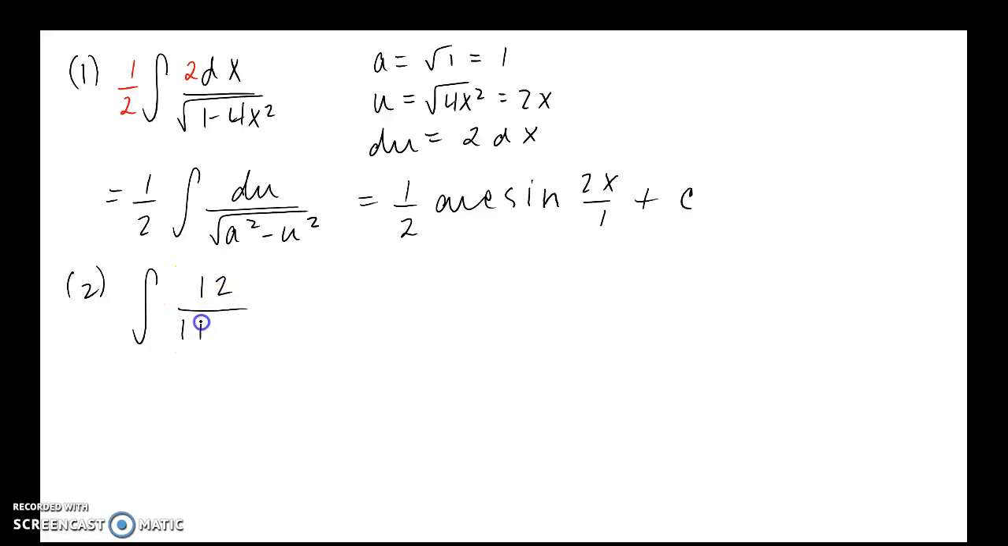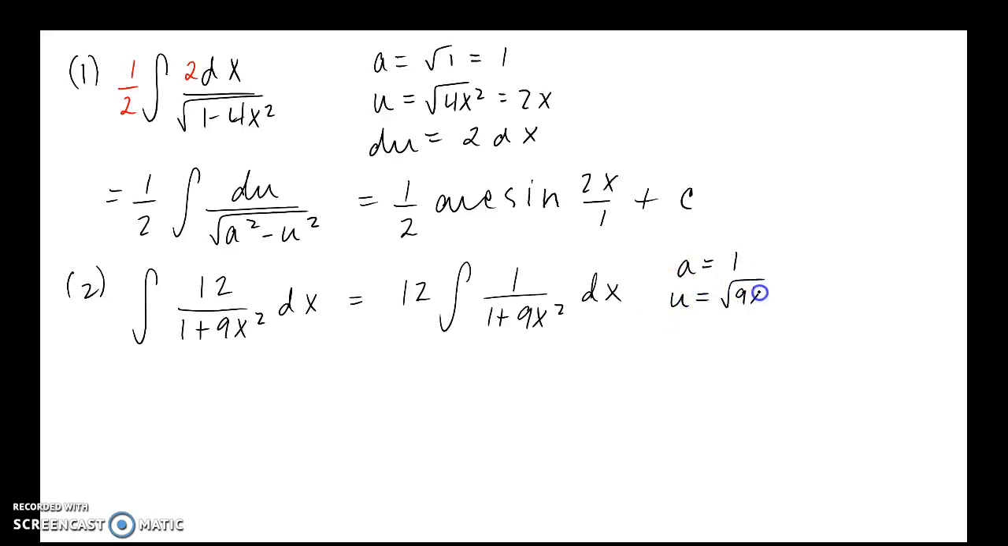Example 2, antiderivative of 12 divided by 1 plus 9x squared dx. I'm going to start by bringing the 12 out front. And now this would be arc tan. We should be thinking arc tan because that's the only one that doesn't involve the square root. So a is going to be equal to 1 in this case. U will equal 3x. du equals 3 dx. So multiply by my 3, so I divide by 3 out front.